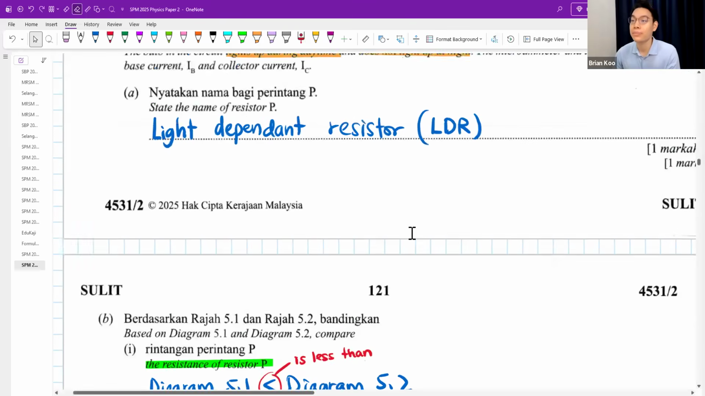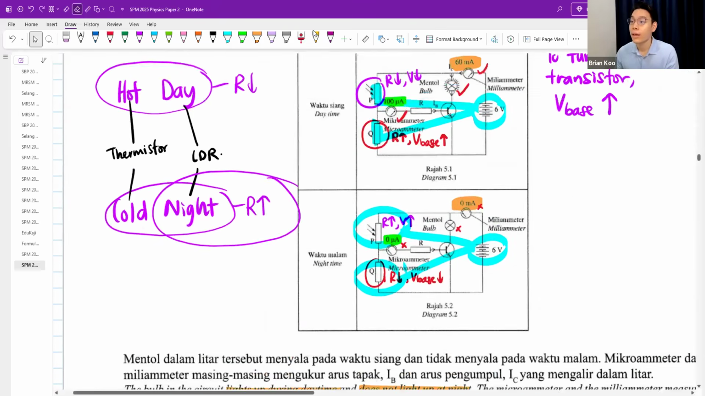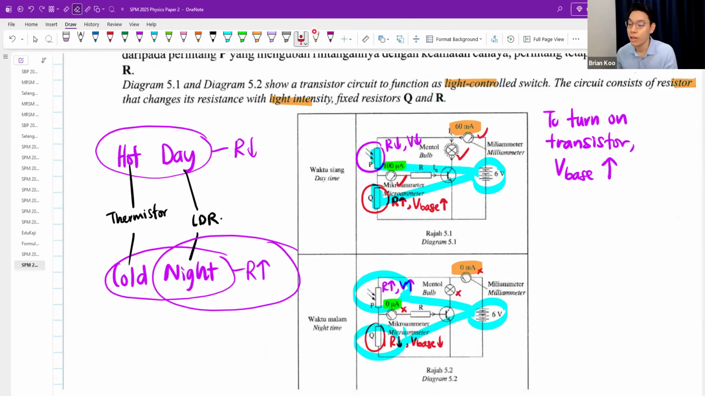Okay, then base current. Base current very obvious. Here 100, here 0. In the first picture, base current is high. Second picture, base current is low. So a lot of people will say 5.1 higher than 5.2. But if you ask me, I prefer if you say 5.1 has base current, 5.2 doesn't have base current. That would be even better.